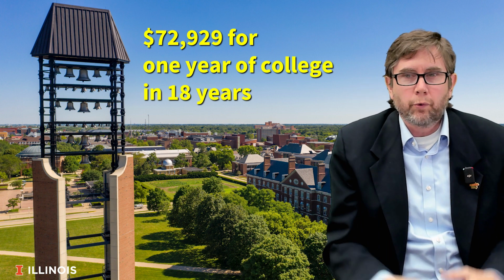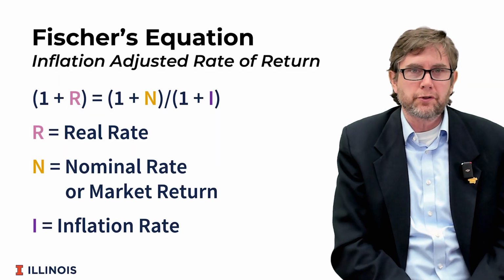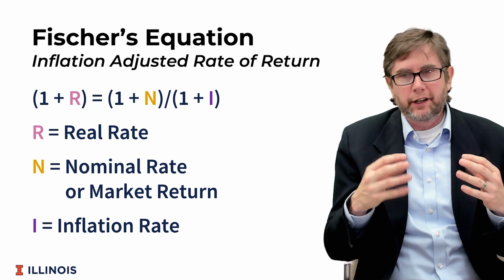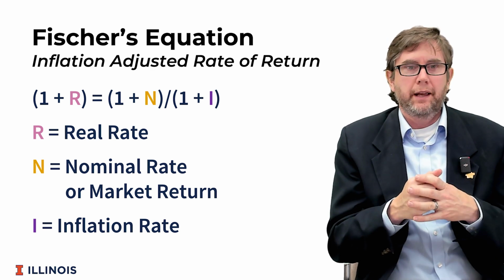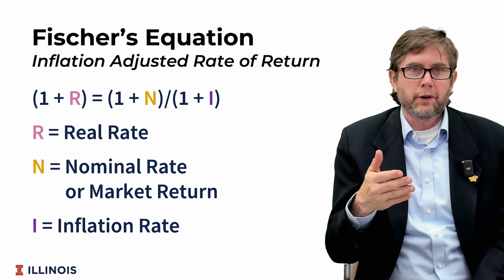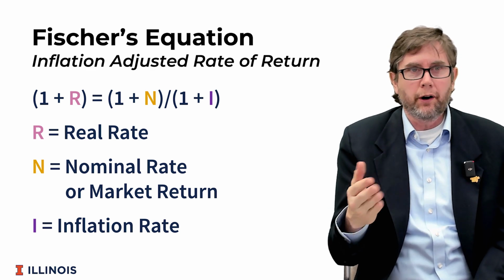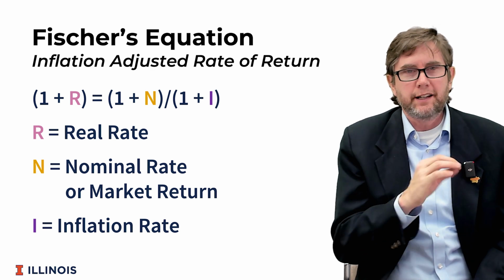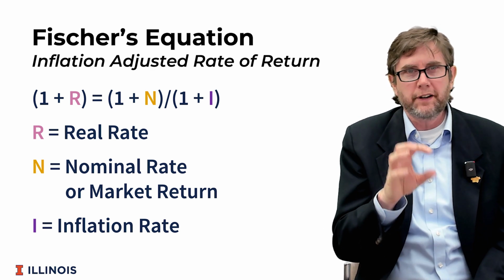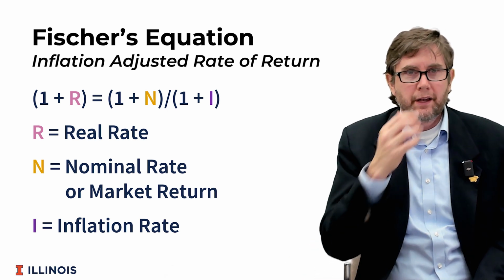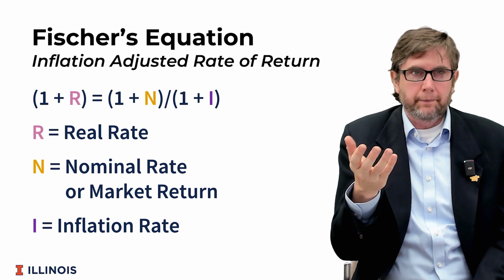So we can work around that using something called Fisher's equation. Fisher's equation gives us a real rate of return, an inflation-adjusted rate, and that'll solve our conundrum here. To find it, we say 1 plus r, which is the real rate, equals 1 plus n, which is a nominal or market rate you earned on your investments, divided by 1 plus i, where i is inflation. It makes a little more sense when you see it working.